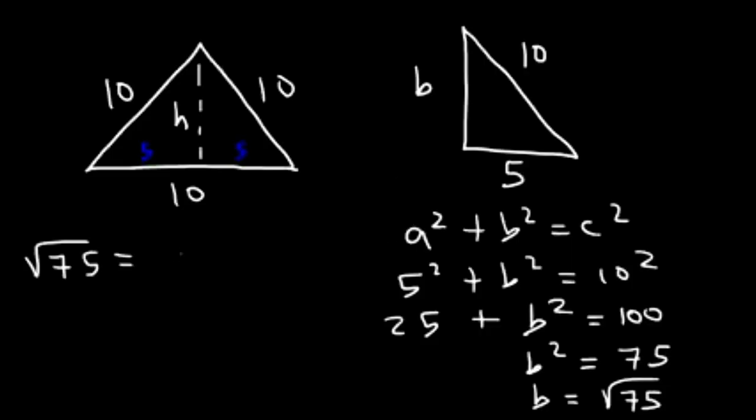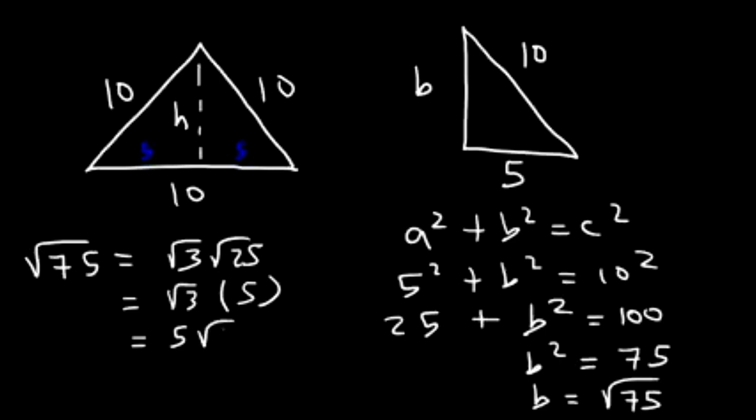is basically 3 times 25. And the square root of 25 is 5. So this reduces to 5 root 3.